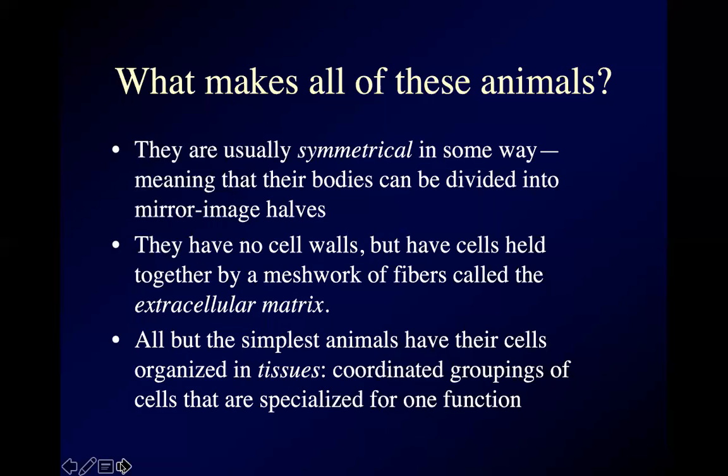And all animals, except for the very simplest, like jellyfish, their cells are organized in coordinated groupings, usually, but not always, in sheets, sometimes not. And these coordinated groupings that are specialized to do one thing are called tissues. And we'll talk about the tissue types coming up shortly, or possibly coming up on Monday, depending on how fast I talk.